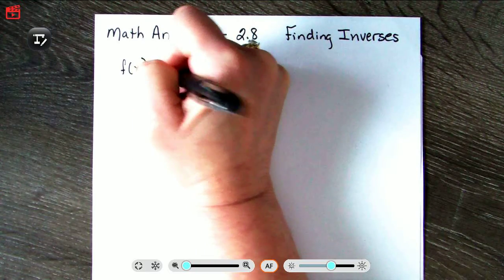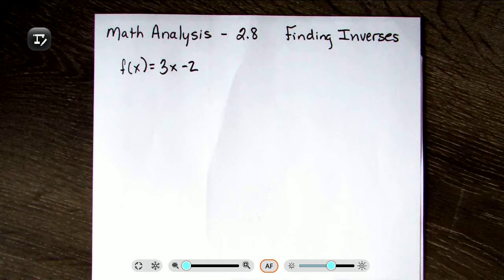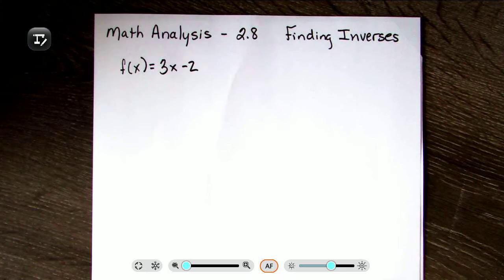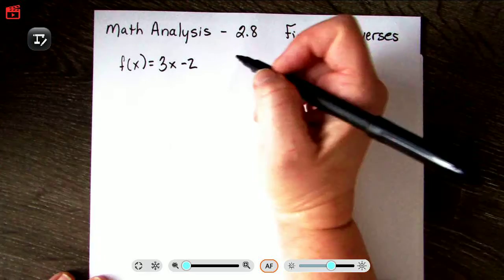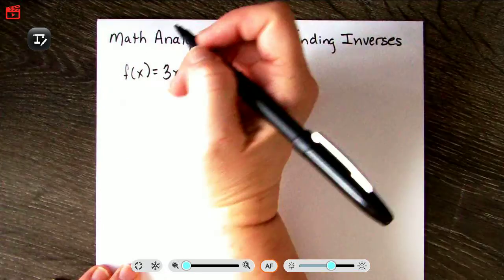So 3x minus 2. And first of all, I'm going to ask myself the question, does it really have an inverse? And I might not always know that, so a lot of times I'm just going to go with it. But this is a straight line, slope of 3, y-intercept at negative 2, so it is a function that I do know. So it is 1-to-1, and it will have an inverse. To find the inverse, we go through some steps.